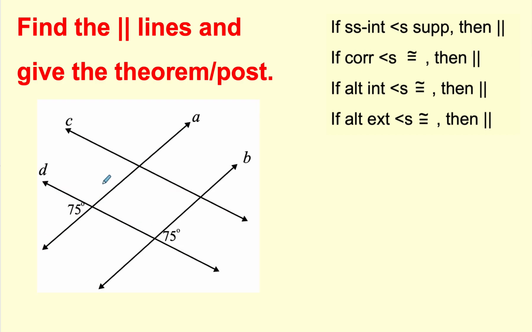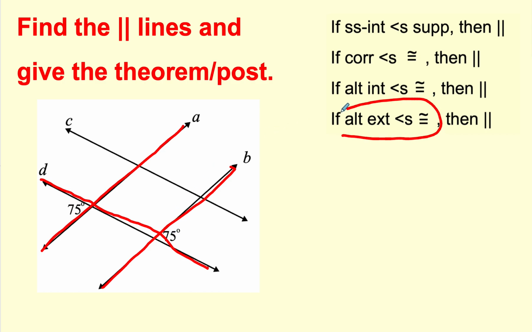Let's take a look at these angles, and again I'm going to draw the lines that make them. So these lines make up those two angles, and I can see they're alternate, and I can see they're exterior. So these are alternate exterior angles, and they happen to be congruent. So yes, I get parallel lines, and the parallel lines are line A and line B.